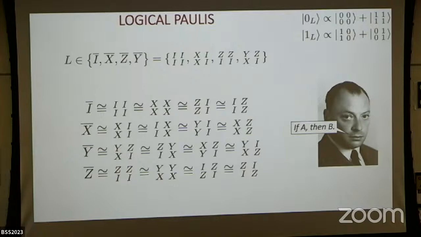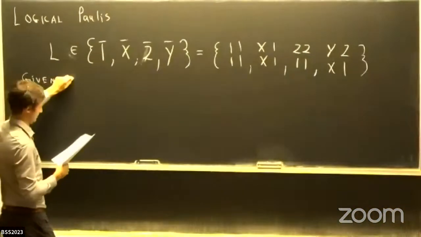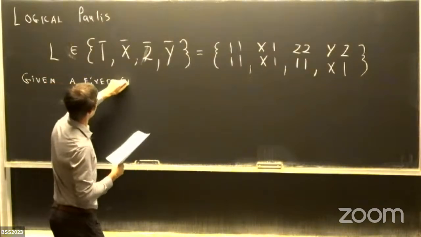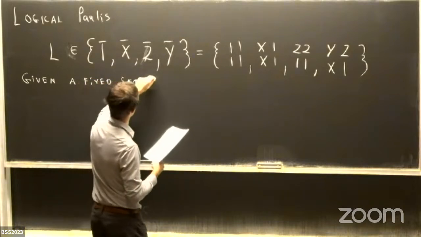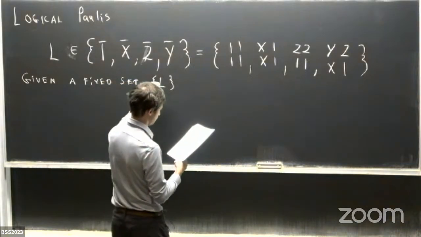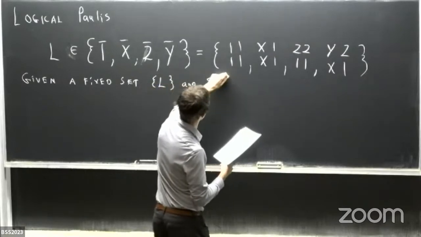And given a fixed set of logical Paulis, so let's say we pick one for each, what's called a representative or coset representative, for those of you who know what that is. Pick one representative for each of these. And so we have some fixed set of logical representatives. And we have our stabilizer group.